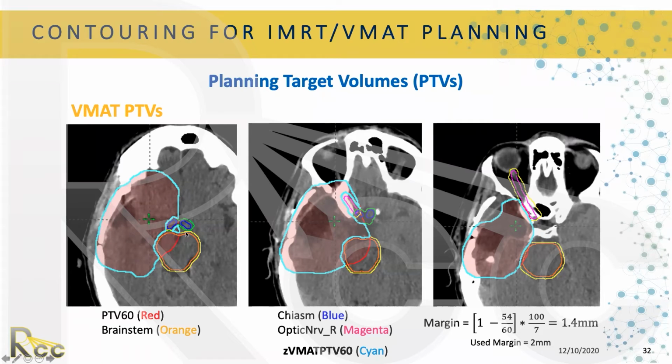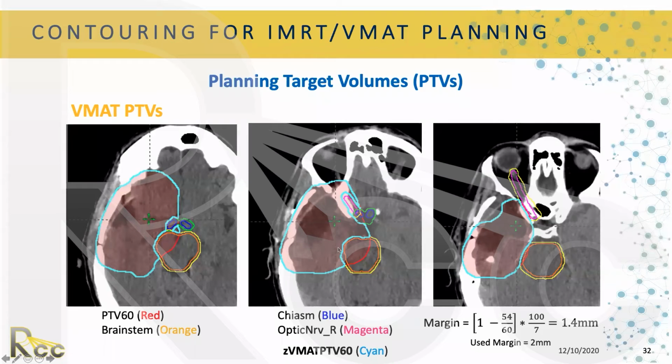And then we created the expanded structure. I put 2 millimeter here because we said if you do the formula, you can see that it's 1.4, we use 2. And then the VMAT PTV60 is going to exclude those structures with that margin. You can see here how the optic nerve is overlapping with the PTV, and in yellow is the 2 millimeter margin. So you can see how we created this VMAT PTV60, which is in the cyan color, to be used for optimization.